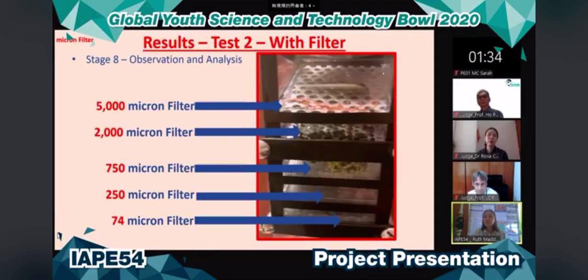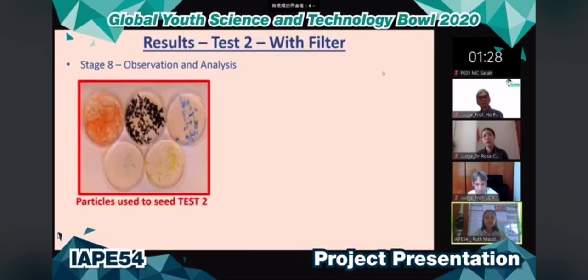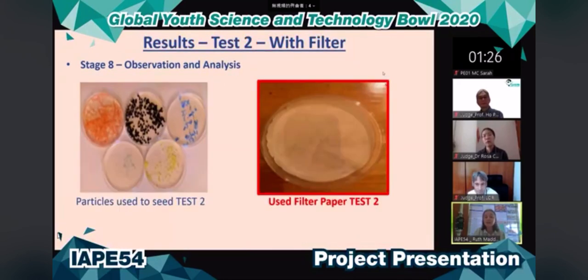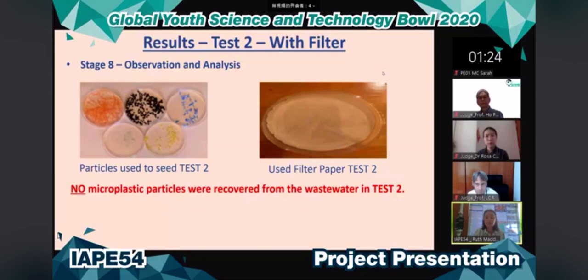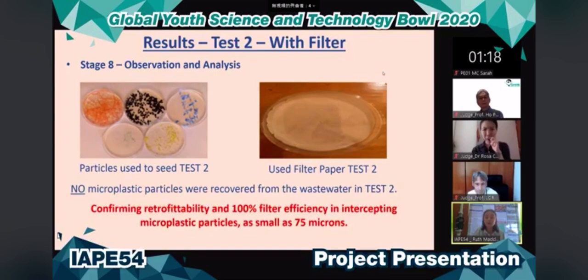Results of Test 2 with the filter. Here we can see the various filters ranging from 5,000 microns down to 74 microns. Here we can see the particles used to seed Test 2 and the used filter paper of Test 2. No microplastic particles were recovered from the wastewater in Test 2, confirming retrofittability and 100% filter efficiency in intercepting microplastic particles as small as 75 microns.